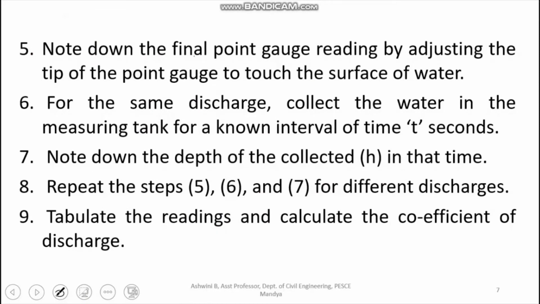Then we have to note down the final point gauge reading by adjusting the tip of the point gauge to touch the free surface of water. Then for the same duration we have to collect water in the measuring tank for a known interval of height, and we have to note down the time in seconds for which water is collected. Then we have to repeat these steps for different discharges, tabulate the readings, and finally calculate the coefficient of discharge.